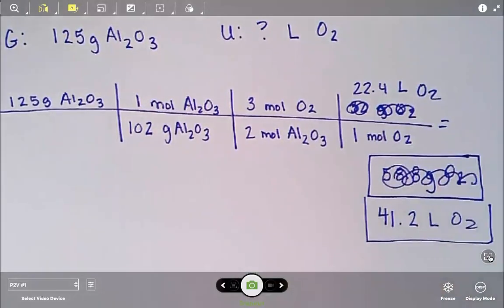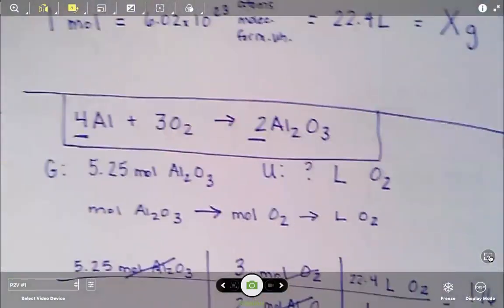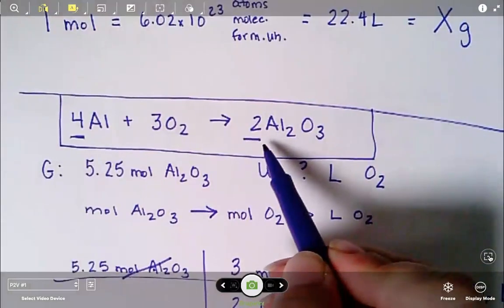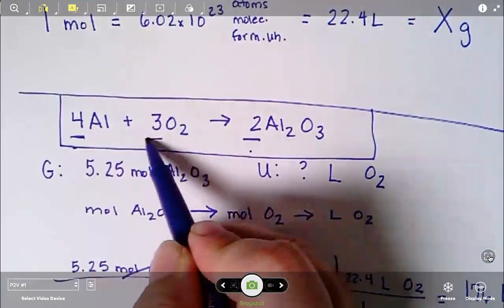So this was wrong. Gotcha. Other questions? Where do you get the 2 moles from? On this? Yeah. The mole ratio always comes from the balanced chemical equation.